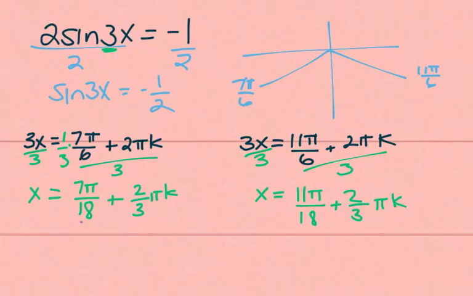So these are my original points. These are definitely answers. They're in my range of 0 to 2 pi. But now I'm going to see if I can add on additional answers by adding 2 pi over 3 to both.